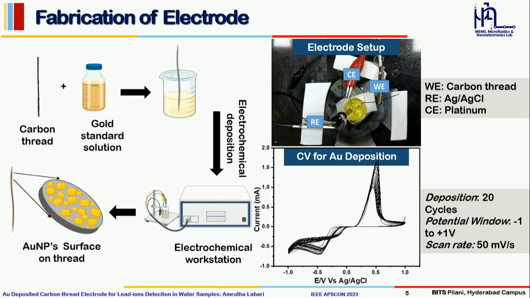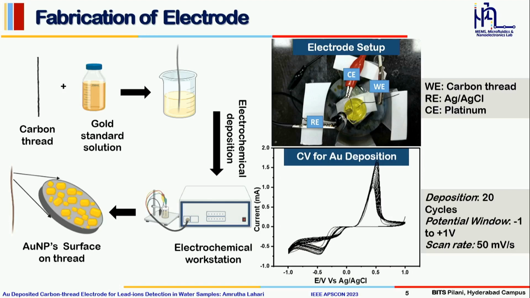This is the cyclic voltammetry for the gold deposition on the thread surface. These are the parameters which we considered after optimizing. We run the CV from -1 to 1 volt for 20 cycles with a scan rate of 50 millivolts per second.